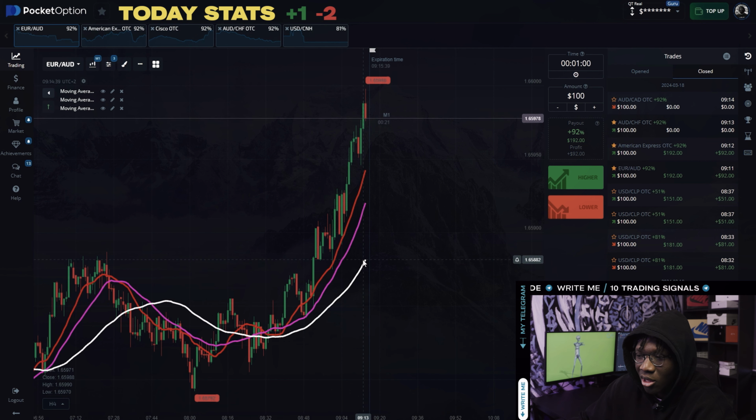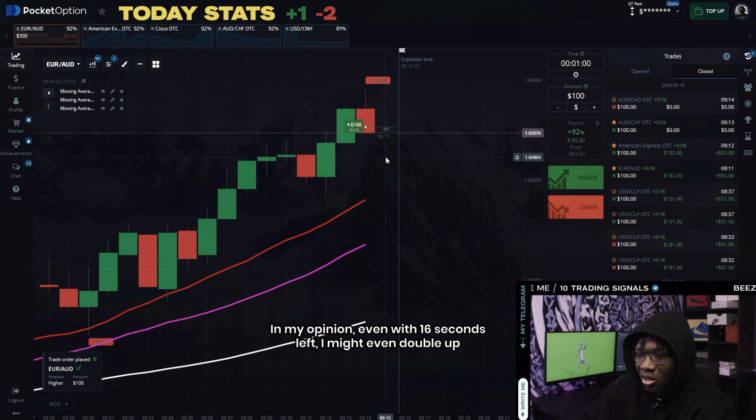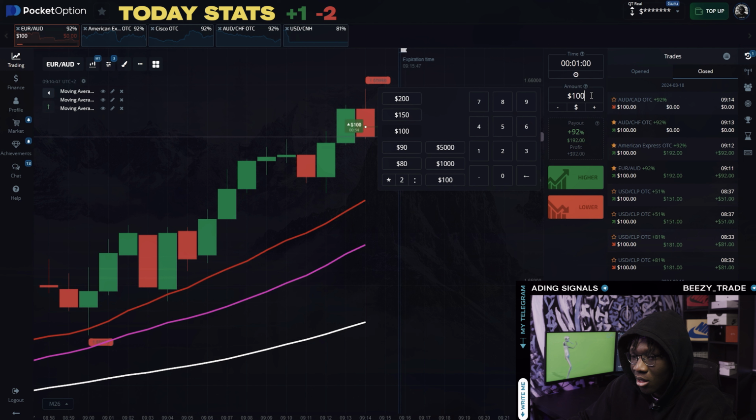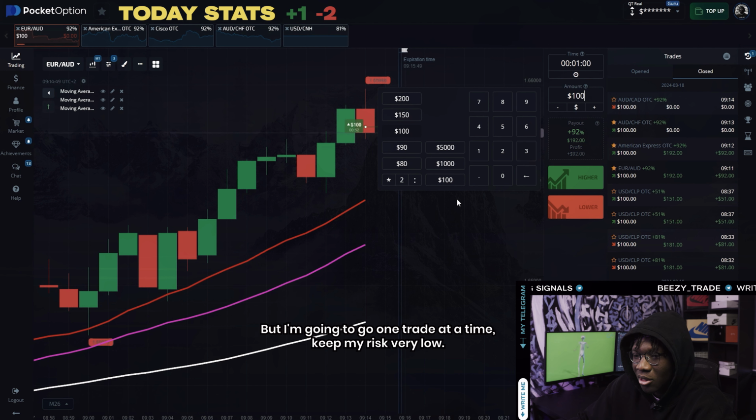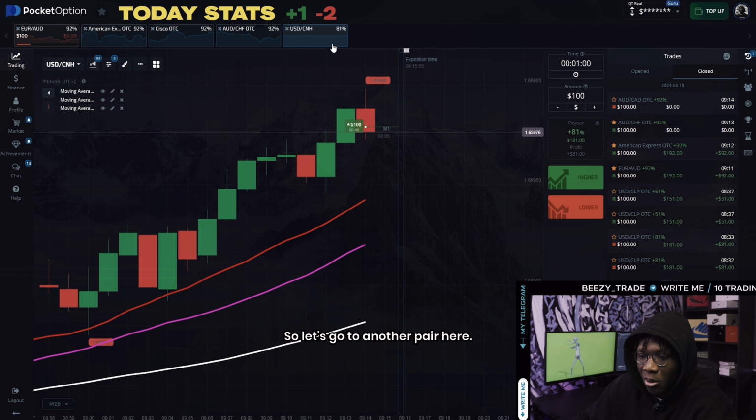Candles are really strong. There's no reason for us not to go into a call right here, in my opinion. Even with 16 seconds left, I might even double up on that, but I'm gonna go one trade at a time to keep my risk very low. So let's go to another pair here.